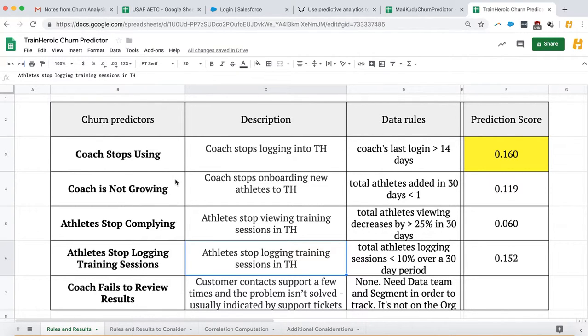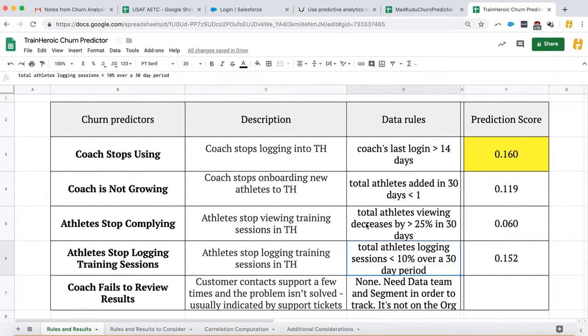And here's what we got based on the criteria that we selected, right? So here's the churn predictors, here's the description, the data rules. Based on what we put together, our strongest correlated predictor is just a coach stops using, right? So greater than 14 days predicts at 16%. And that was significantly more than these two. And athletes stop logging training sessions using this rule. Total athletes logging sessions is less than 10%. Gave us 15%.